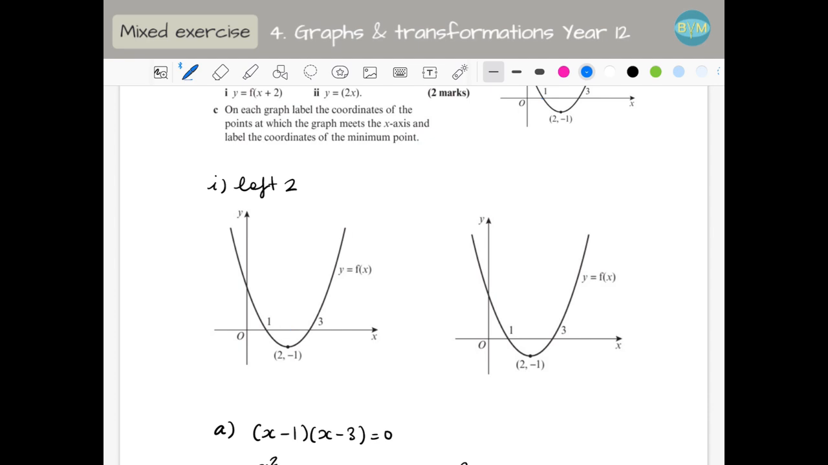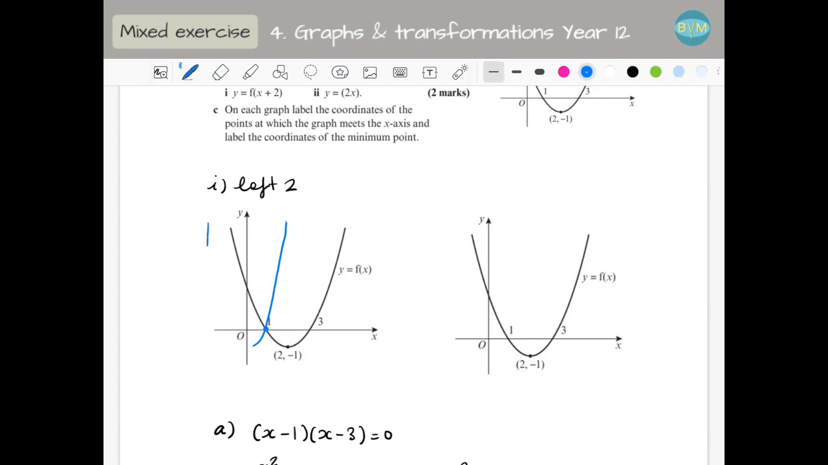So I'm moving 2. And then I have something like this. Horizontally, nothing happens, so my minimum should be in the same place that it was. And if this is 1, this is going to be minus 1. It doesn't look like minus 1.